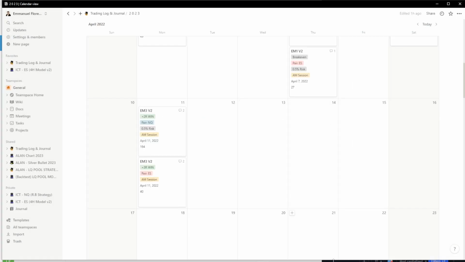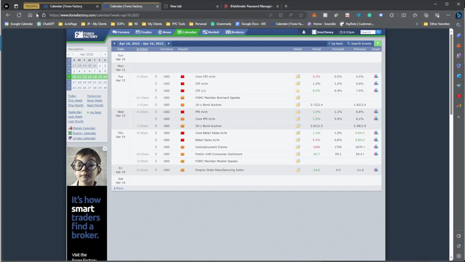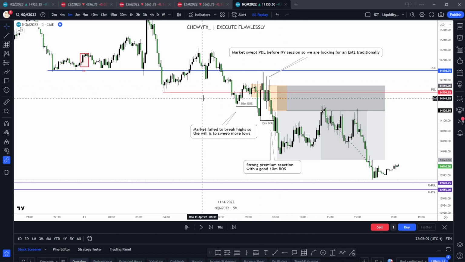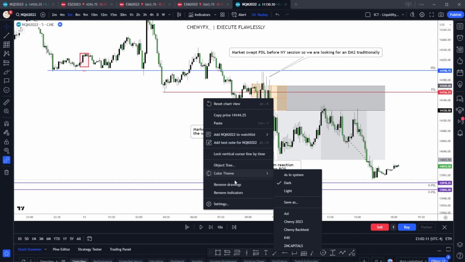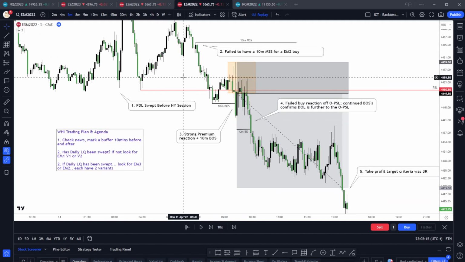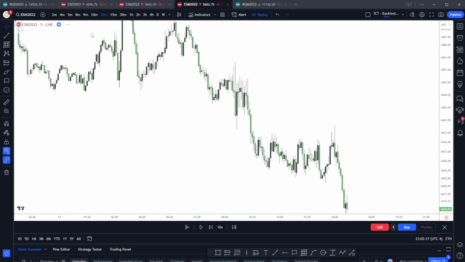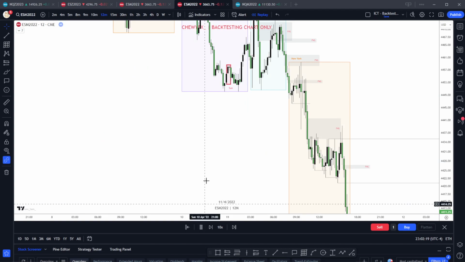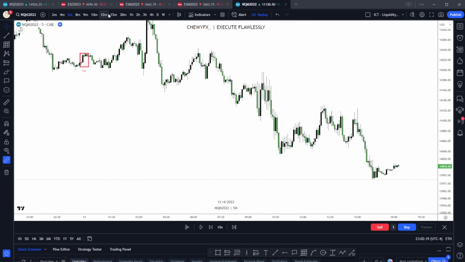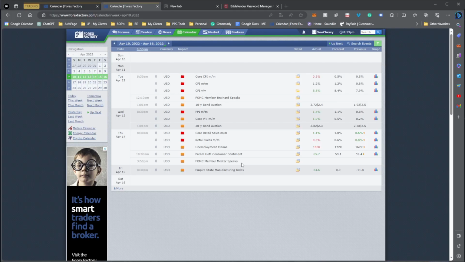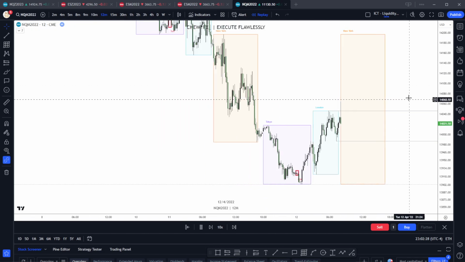So now let's take a look at Tuesday, April the 12th. We can see we got CPI, so we are going to be skipping Tuesday because I do not trade CPI. It's not possible to trade for these models. So let's go over to Wednesday. So Wednesday we got PPI 830. So we do want to mark that news up.